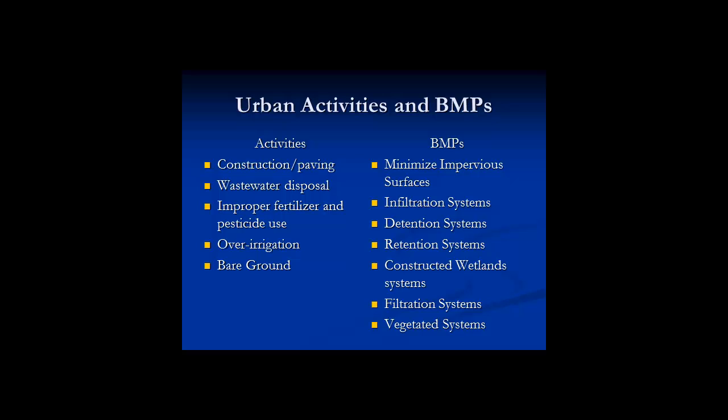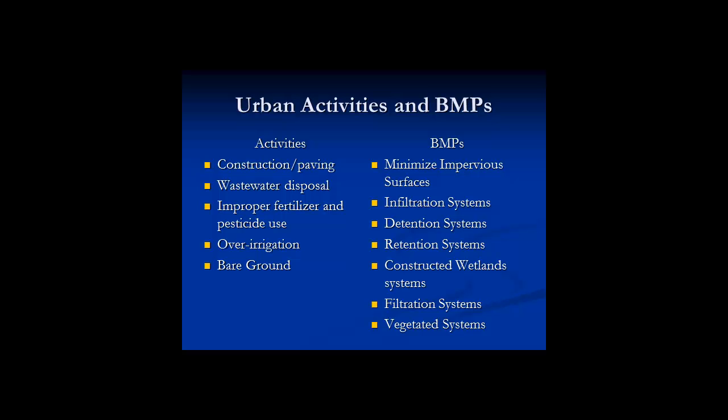So in urban areas, we're seeing lots of urbanization. There's a lot of activities with construction and paving, wastewater disposal. Wastewater disposal into those creeks, and proper fertilizer and pesticide use, even on those small lawns in urban areas. Over-irrigation, a lot of people set that sprinkler system on to water X times a week, and they don't manage it. Even if it's been raining, it's still going to water and over-irrigate.